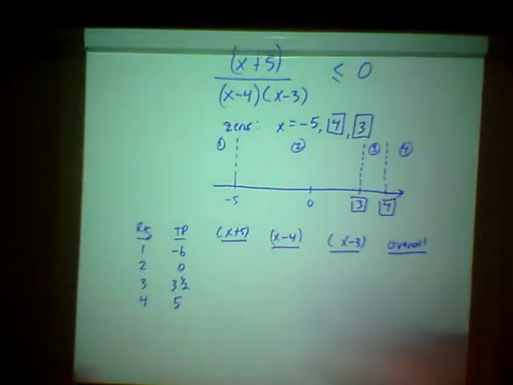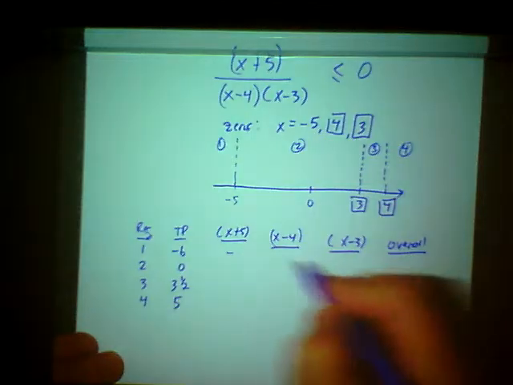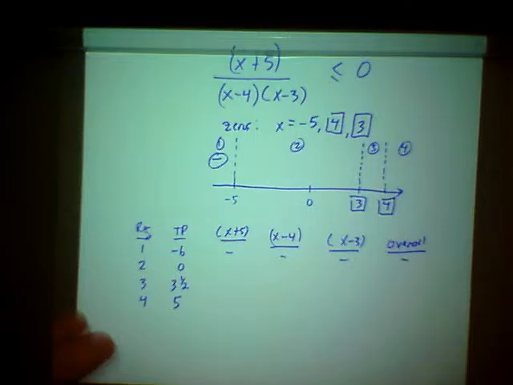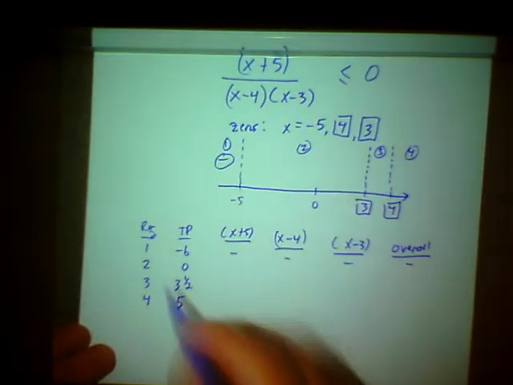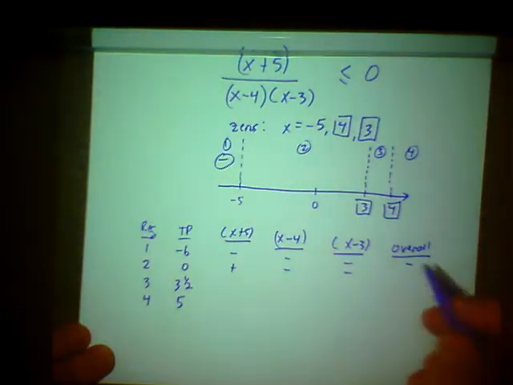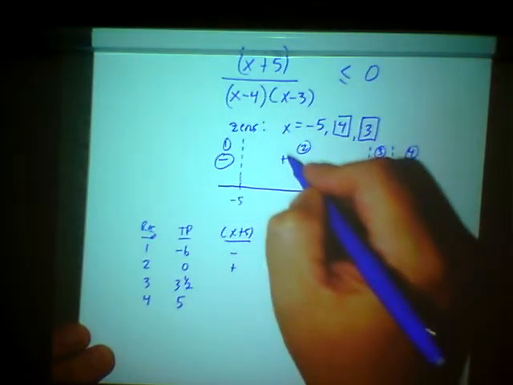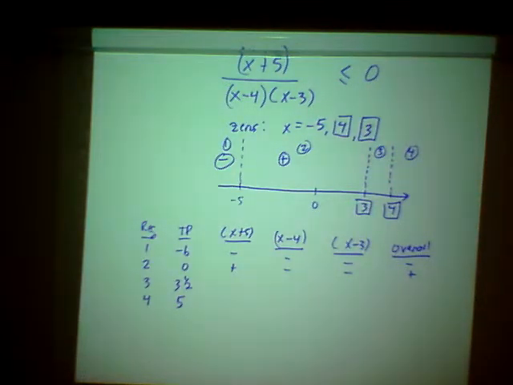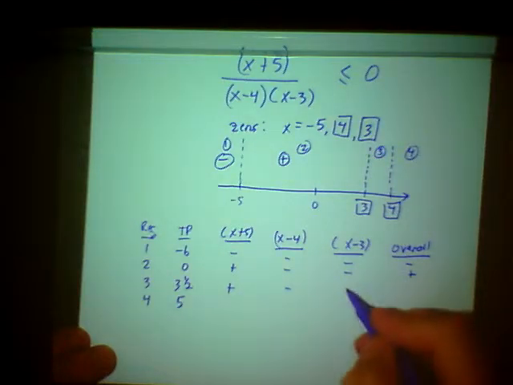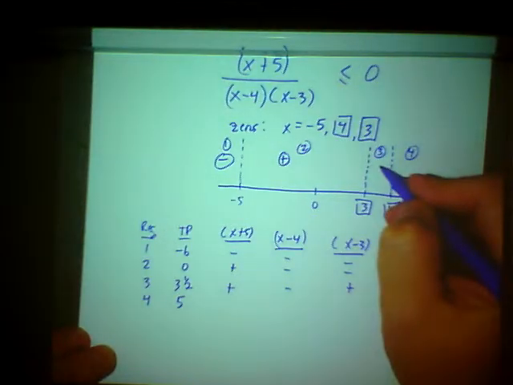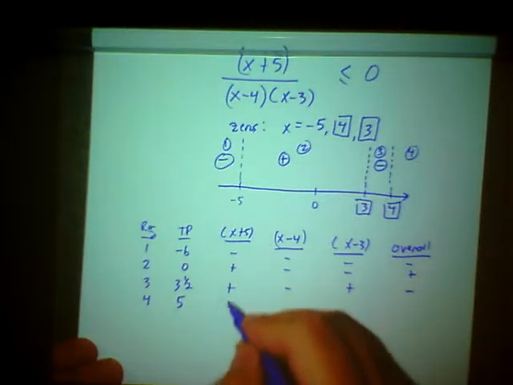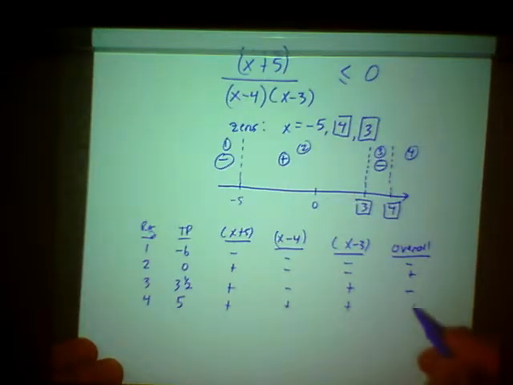Now for our sign chart. For region 1, -6, negative, negative, negative, overall negative. Region 1 is negative. Region 2, test point is 0, positive, negative, negative, you multiply them together. Region 2 is positive. Region 3 is positive, negative, positive. Overall, region 3 is negative. And then region 4, with a test point of 5, positive, positive, positive. Overall, it's positive.